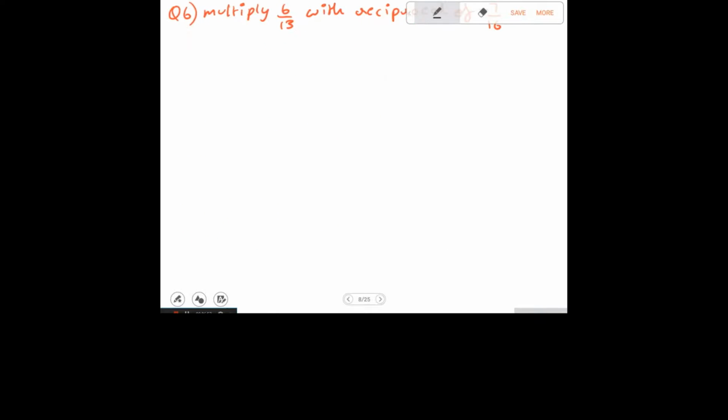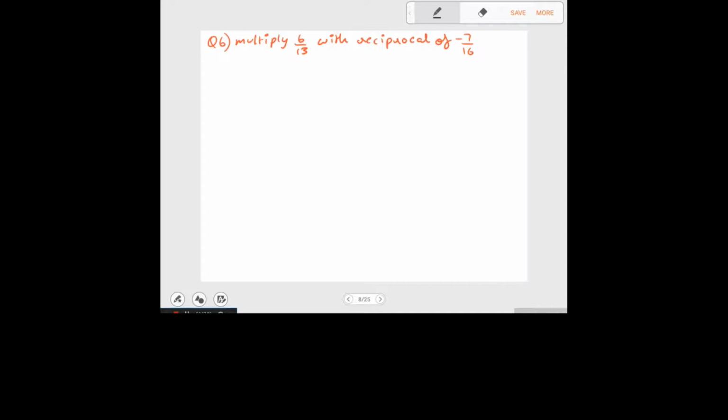Now the sixth question is to multiply 6 by 13 with the reciprocal of minus 7 by 16. So the reciprocal of minus 7 by 16 is 16 by minus 7. So 6 by 13 into 16 by 7 equals minus 96 by 91, which equals minus 1 5 by 91. So this is the answer.